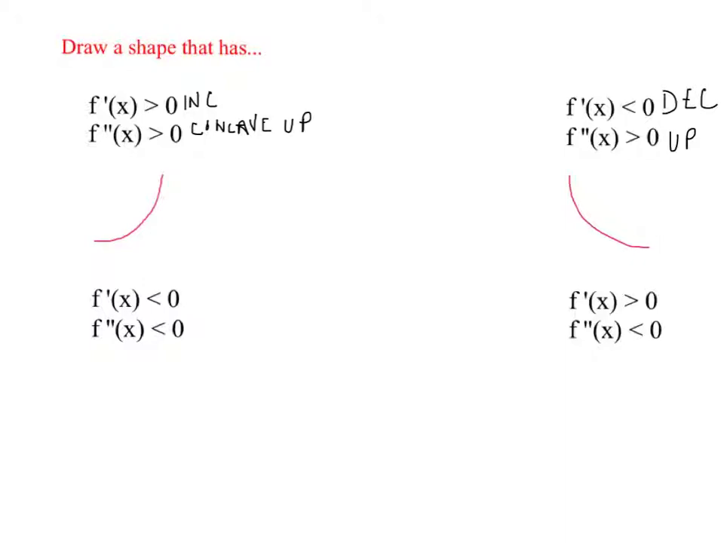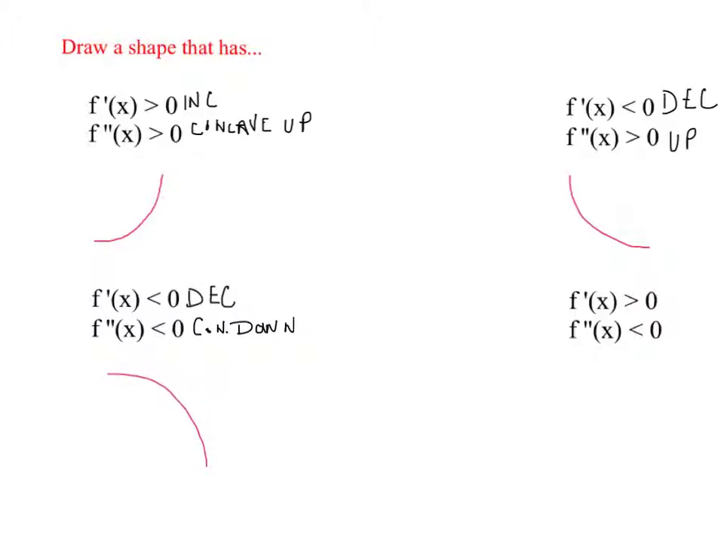Next, a derivative that's negative, so the function is decreasing. And the second derivative is negative, meaning it's concave down. So I need something that's decreasing and concave down. So maybe something like this.